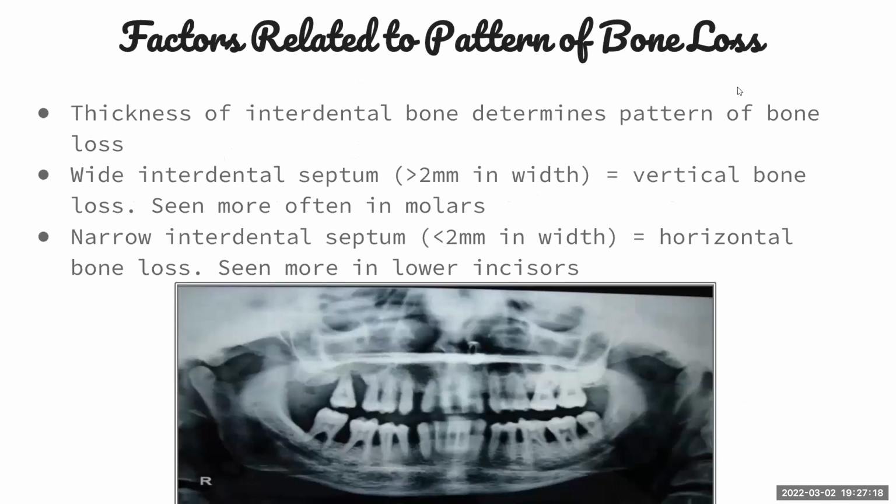Factors related to the pattern of bone loss: it's the thickness of the interdental bone. The wider the bone, the more stable it can be. Narrow interdental spaces seem to be more prone to horizontal bone loss. So think about the mandibular anterior incisors being more prone to horizontal bone loss versus the posterior teeth.